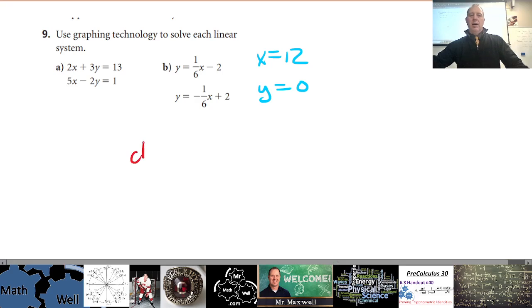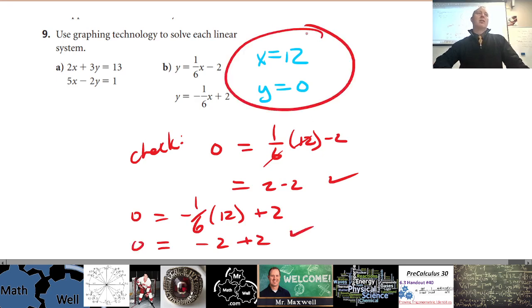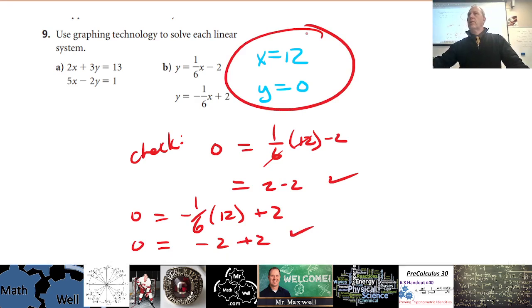To check that algebraically, just to make sure we've typed everything into the calculator properly, 0 equals 1/6 times 12 minus 2. So that is 12 over 6 is 2 minus 2. That is correct. And you also put in this negative 1 over 6 times 12 plus 2. And that's going to be negative 2 plus 2. And that's correct as well. So there's your answer for B, using the graphic calculators. Good? Yep. Any questions?